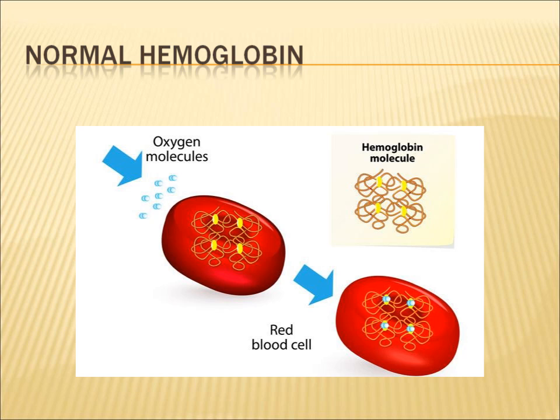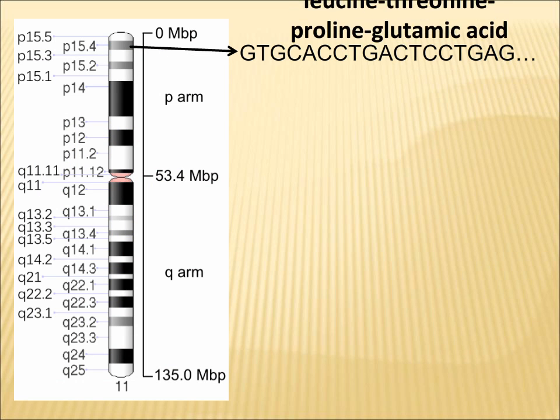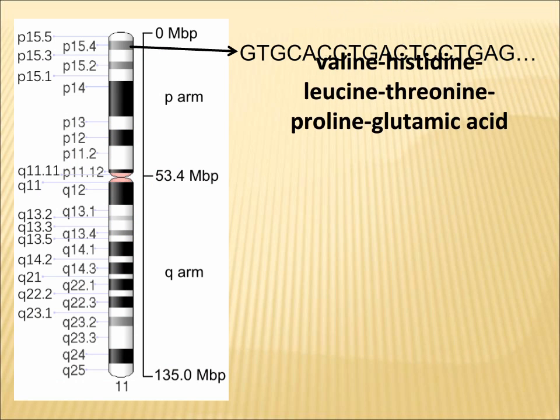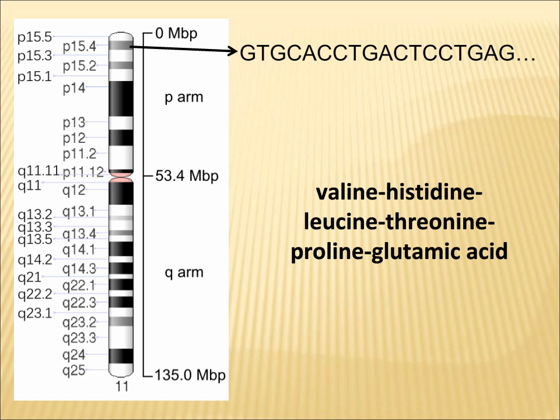However, mutation in just one of the nucleotides coding for hemoglobin can result in a big change. On chromosome 11 of humans, we find the gene for one of the protein subunits of hemoglobin. The first 18 nucleotides that will translate into amino acids are shown and correspond to the 6 amino acids valine, histidine, leucine, threonine, proline, and glutamic acid, also known as glutamate.